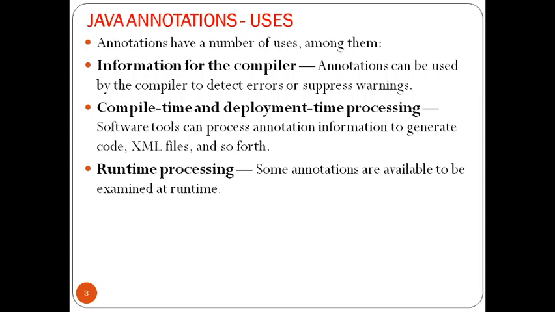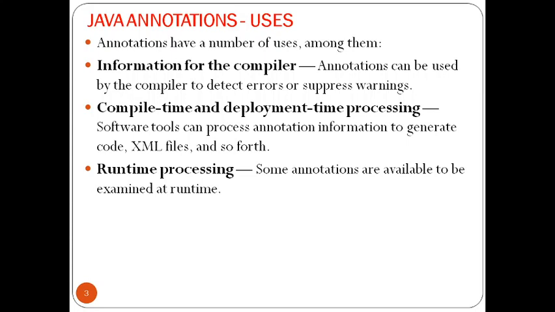The second purpose of Java annotations is compile-time and deploy-time processing. That is, while a Java program is deployed onto a server, we need to prepare some kind of policy files. To prepare this kind of policy files, some software will take these annotations. With the help of annotations, they can effectively develop the software policies while deploying code onto a server. And the third purpose of Java annotations is runtime processing.